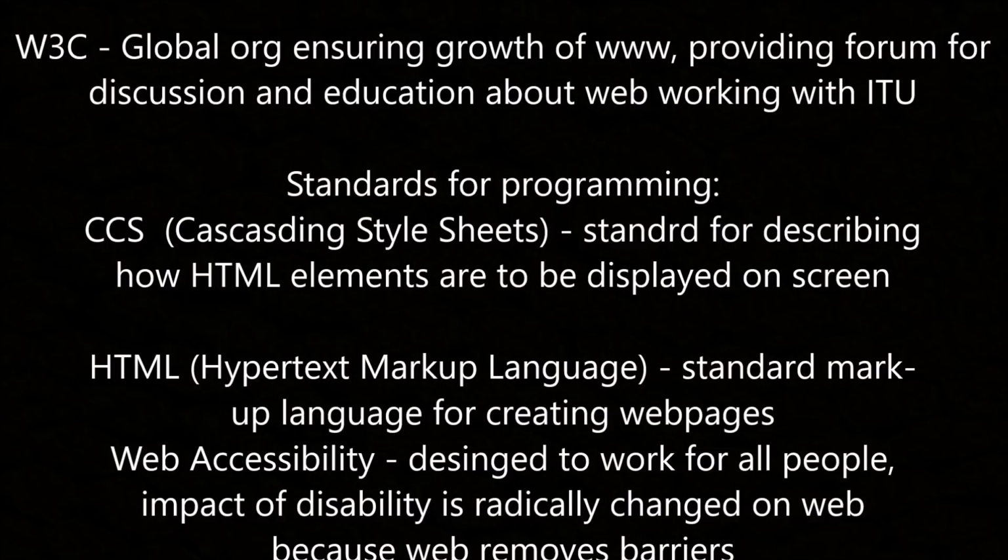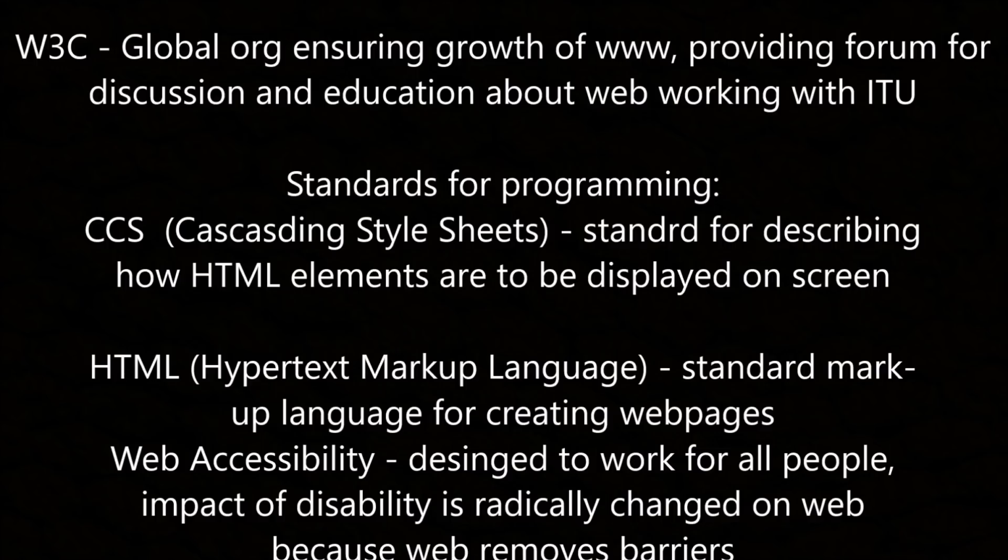W3C is a global organisation ensuring the growth of the World Wide Web, providing a forum for discussion and education about the web, working with the ITU. The standards for programming include CSS, cascading style sheets, which is a standard for describing how HTML elements are to be displayed on a screen. HTML is the hypertext markup language, and it's the standard markup language for creating web pages.